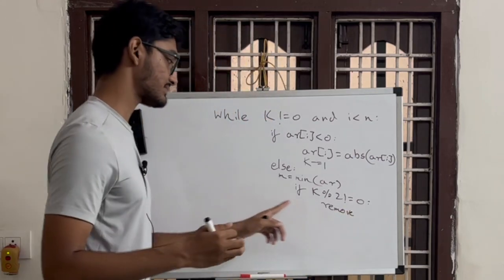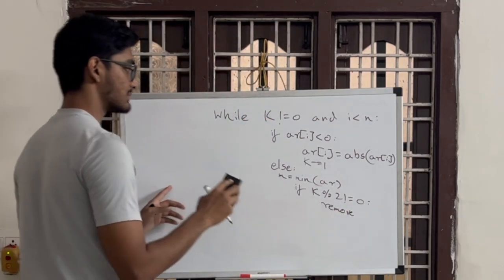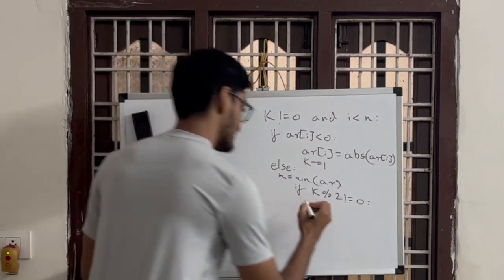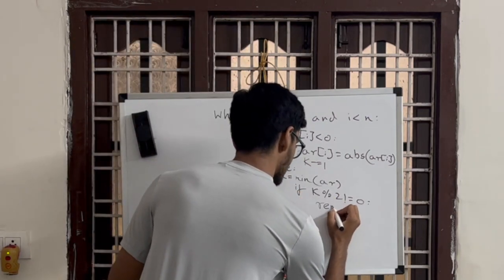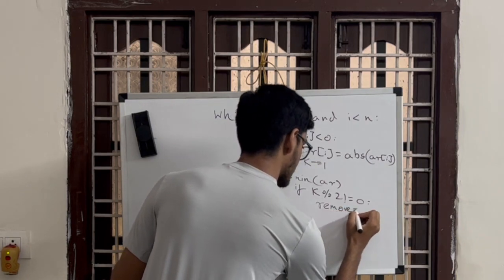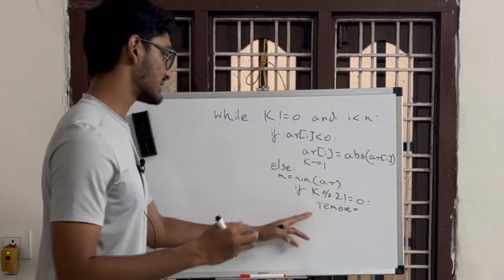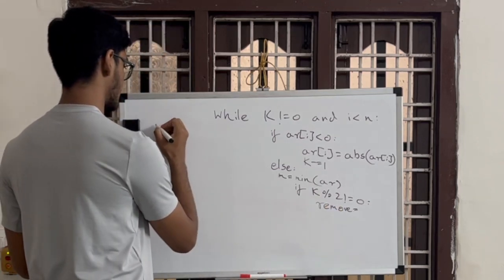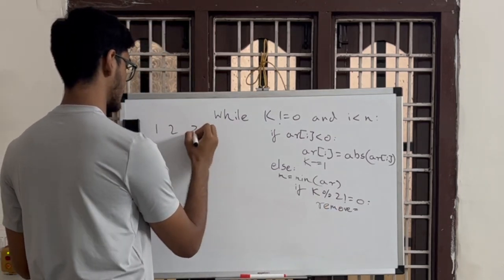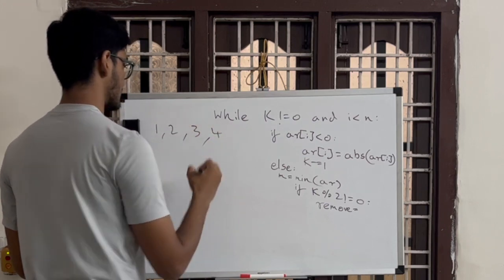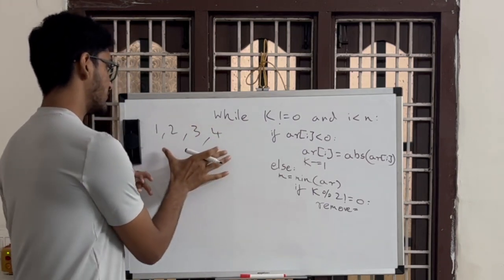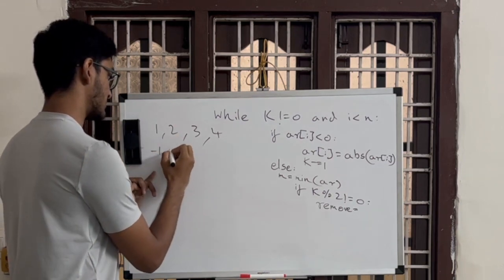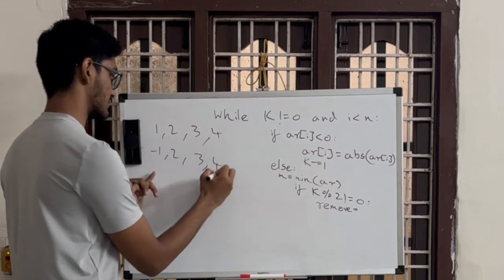Remove variable. What this remove variable will basically do is, I'll write it here. If you're given an array, for example, 1, 2, 3, 4. If, for example, after k number of operations, this will become -1, 2, 3, 4. This is what we'll get, right?